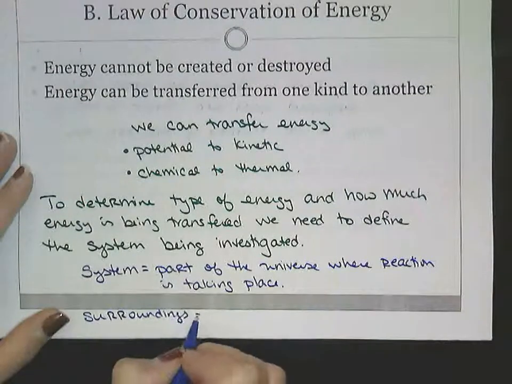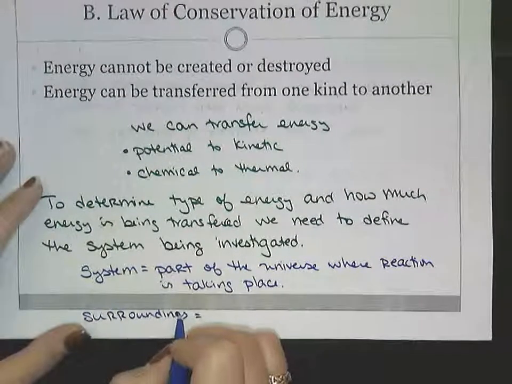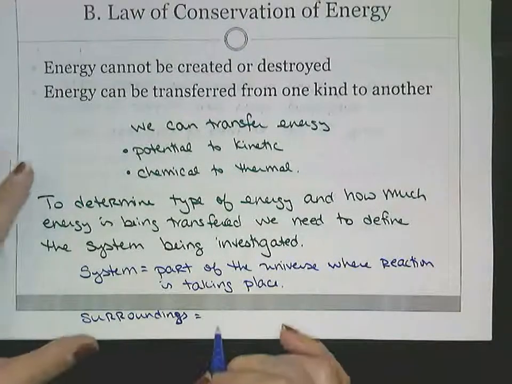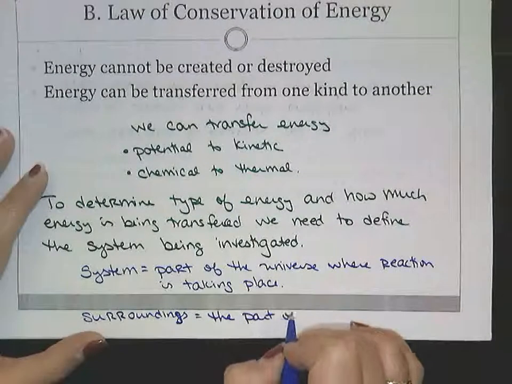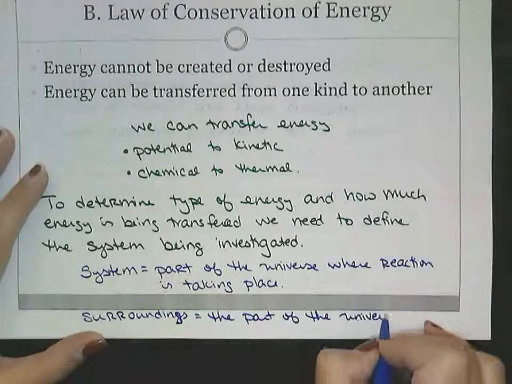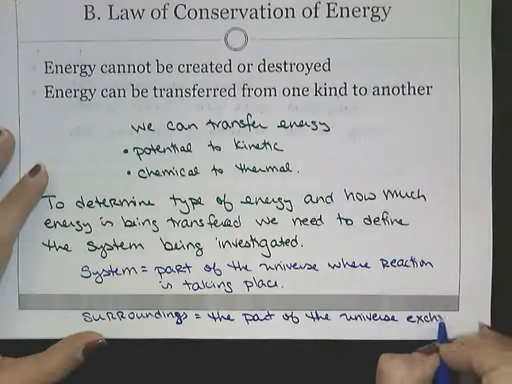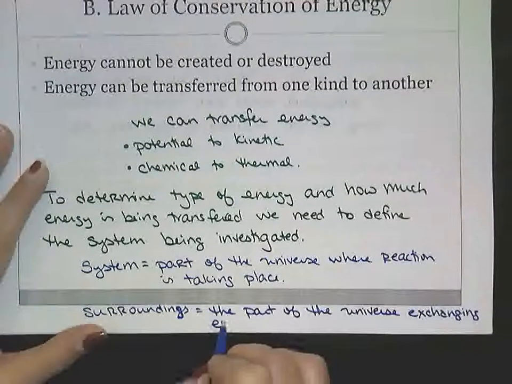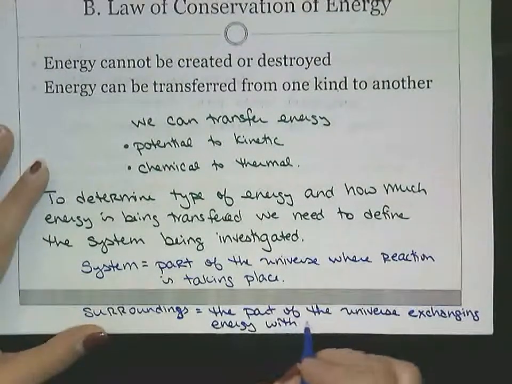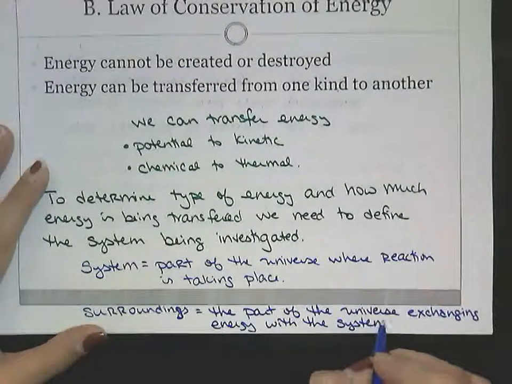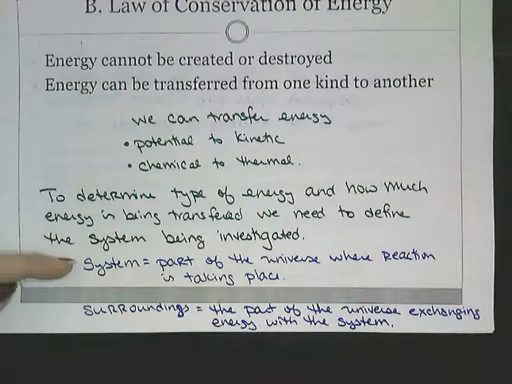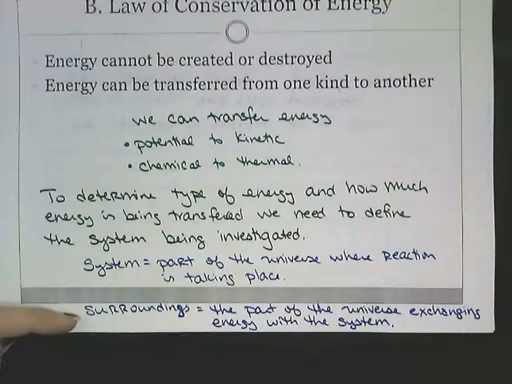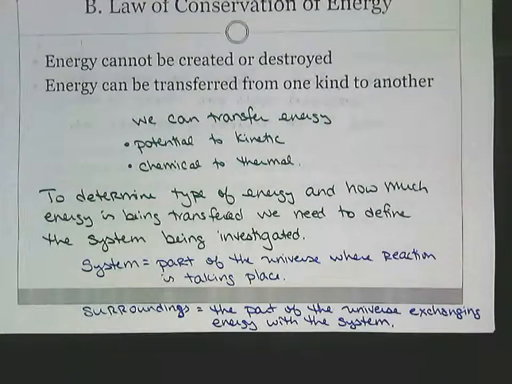And then we have surroundings, which is the part of the universe exchanging energy with the system. So it's a pair, right? There's the thing that's having this reaction happen, and then the surroundings is where the energy is going to, or where the energy is coming from. So they have to come as a pair. So systems and surroundings always go together.